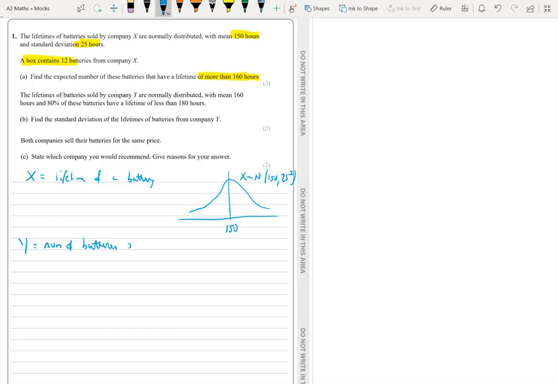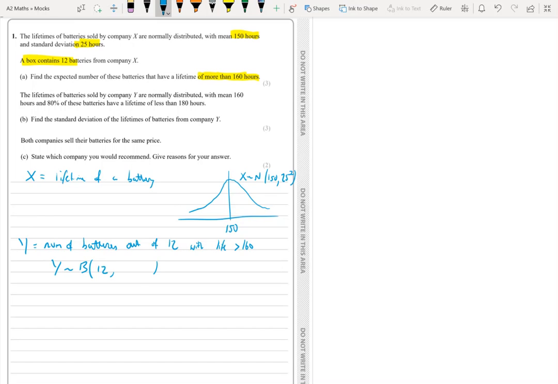Number of batteries out of 12, because that's our sample size, that have a lifetime of more than 160 hours. Okay, so X was the lifetime of a battery. That's the normal distribution we've drawn. But Y is saying, in a sample of 12, how many of those batteries have a life longer than 160 hours? So this is clearly a binomial situation, because there's 12 batteries, and we're asking whether each one has a life greater than 160 or not.